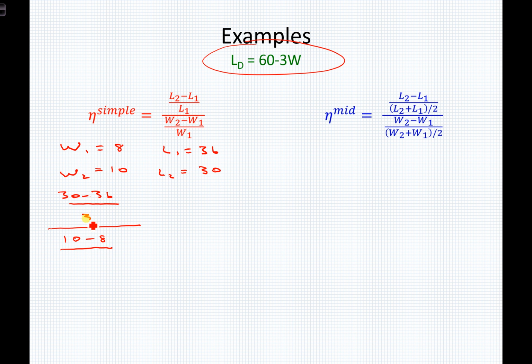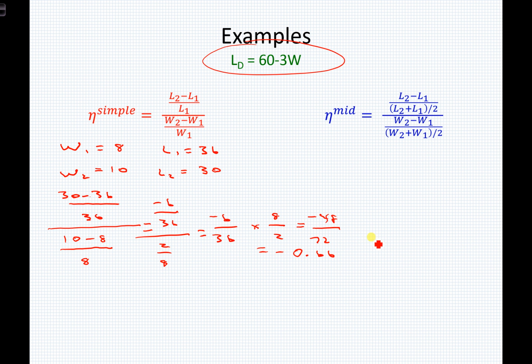This should have been 36, and this should be 8, which would then let us see some negative 6 divided by 36, and that divided by 2 divided by 8, or the way that I might prefer to look at this, negative 6 over 36 times 8 over 2, or I believe this is going to be negative 48 divided by 72, which will equal negative 0.66, or we would recognize that that is inelastic.